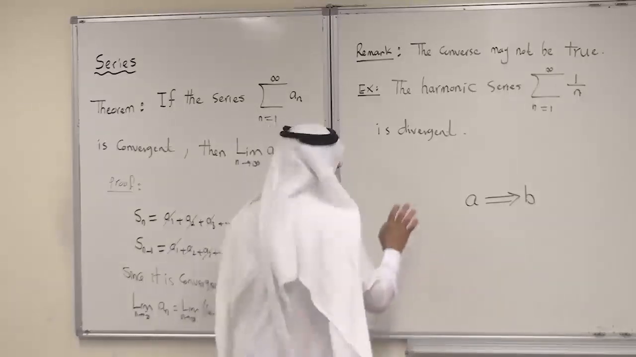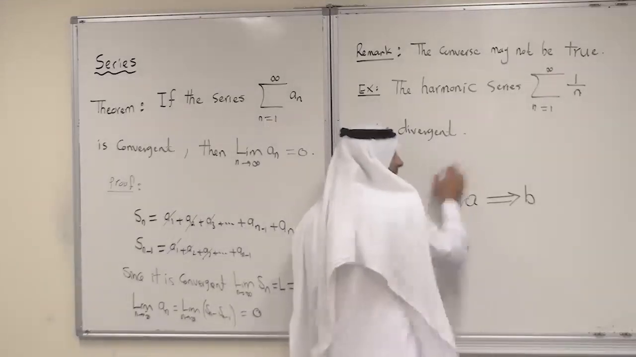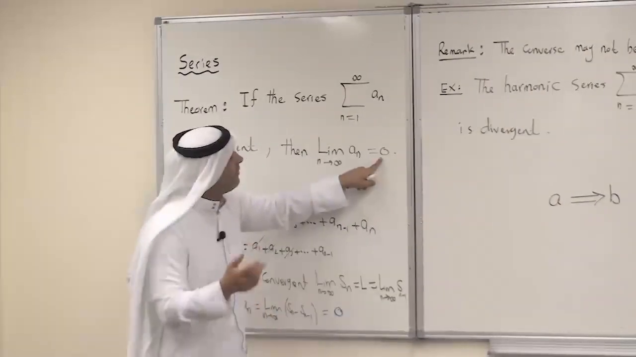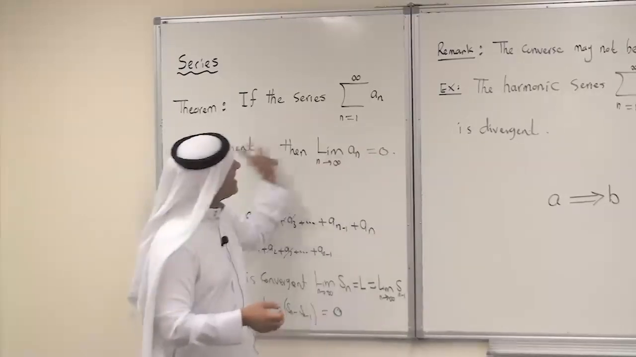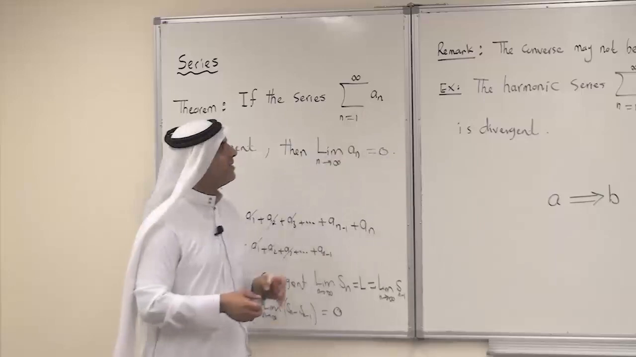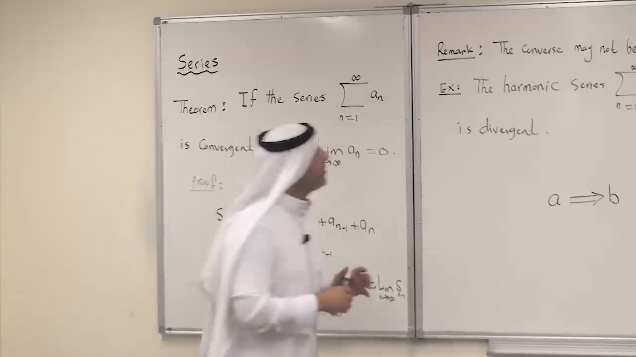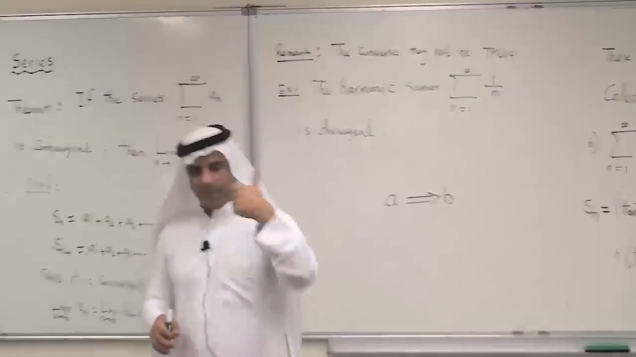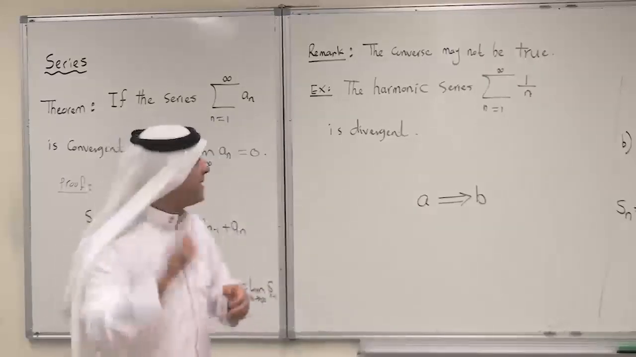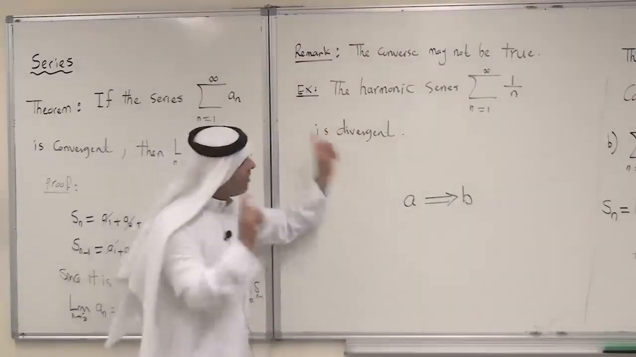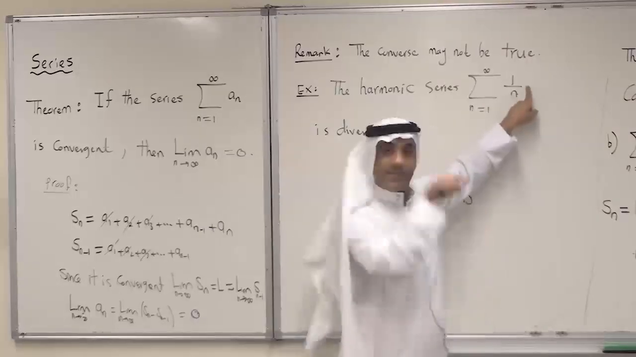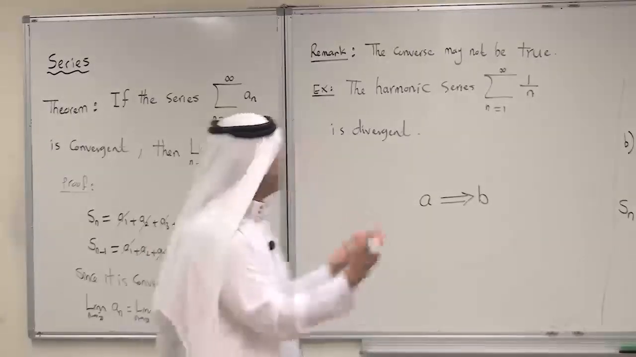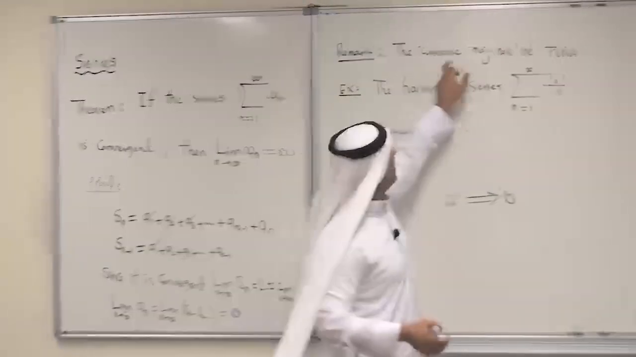Same thing here. If the series is convergent, then the limit of the nth term equals 0. If the limit of the nth term equals 0, it does not mean that the series is convergent. One famous example, which will be proved later, is the harmonic series, of the form 1 over n, that is 1 plus 1/2 plus 1/3 plus 1/4. This is a divergent series. Although the limit of 1 over n is going to 0, it is still a divergent series. So we say in general, the converse may not be true.